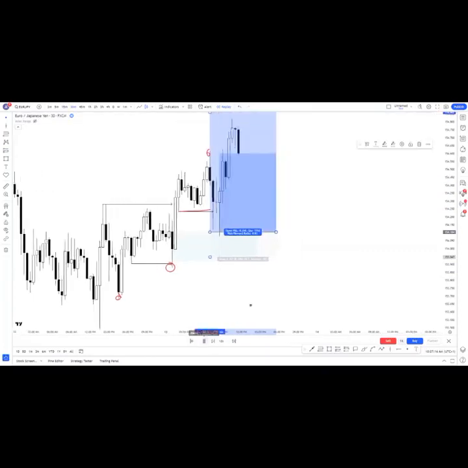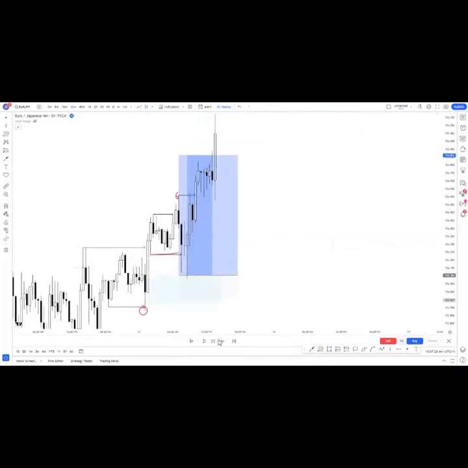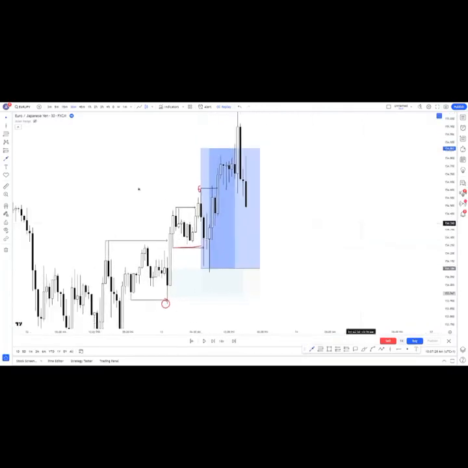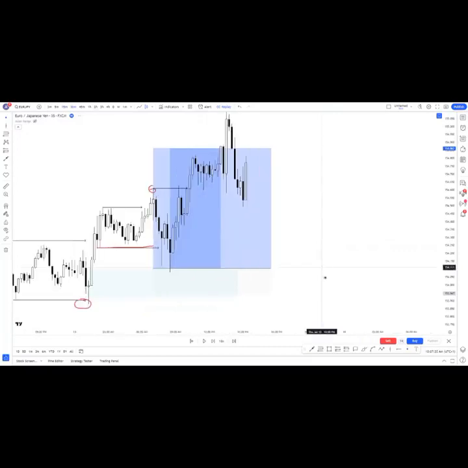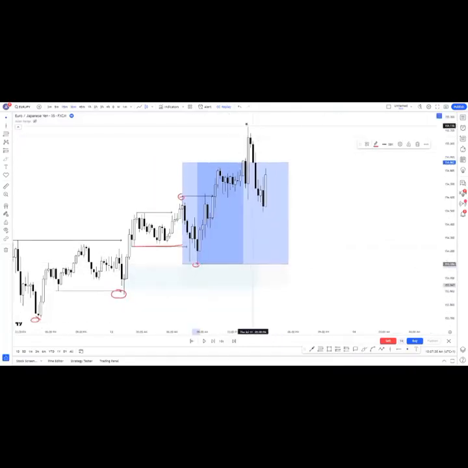So allow price to mitigate it. The next thing you wait for is another break of structure, right? You can see price broke this structure and price broke this structure again. After that, what do you want to do? You mark the same thing: a high, a low, internal range liquidity, then you want to continue the buy to the upside. So this was the last low, right? And then this was the last high.